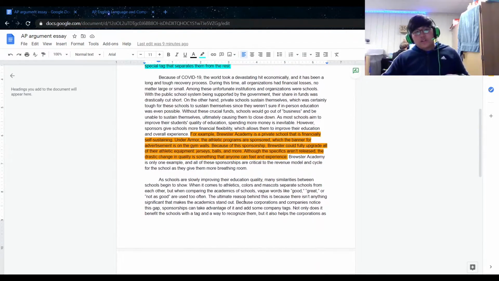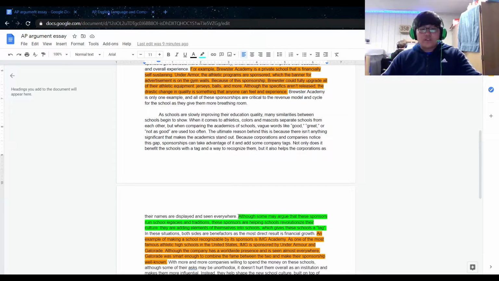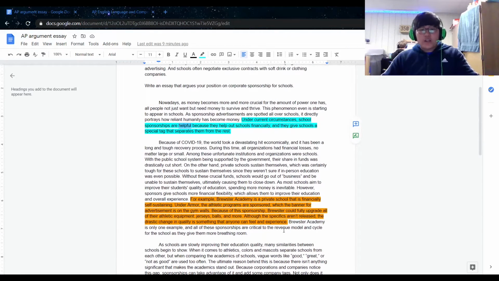And as we look into the body paragraphs, the green highlighted as counter arguments and the orange highlighted as evidence. Before I start analyzing, feel free to read through these paragraphs.